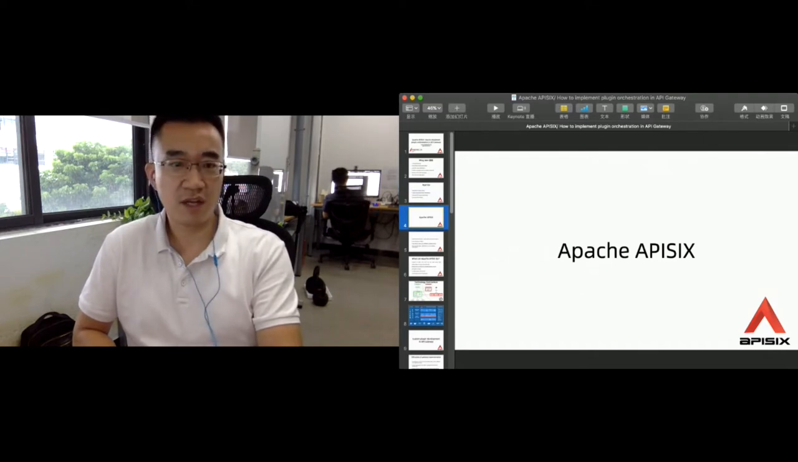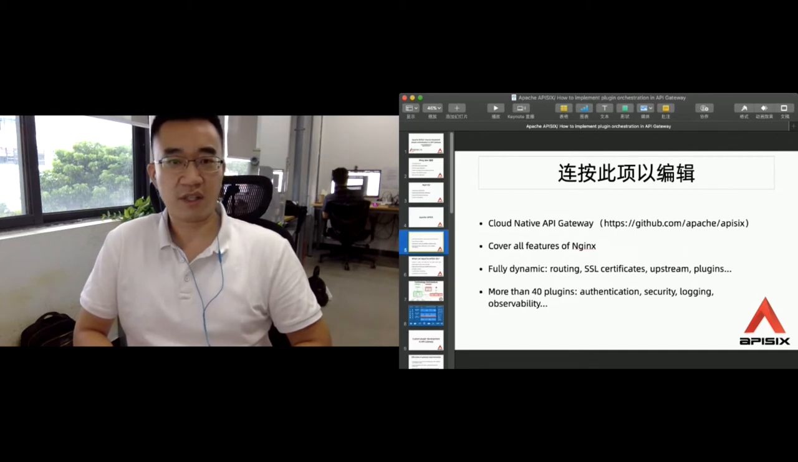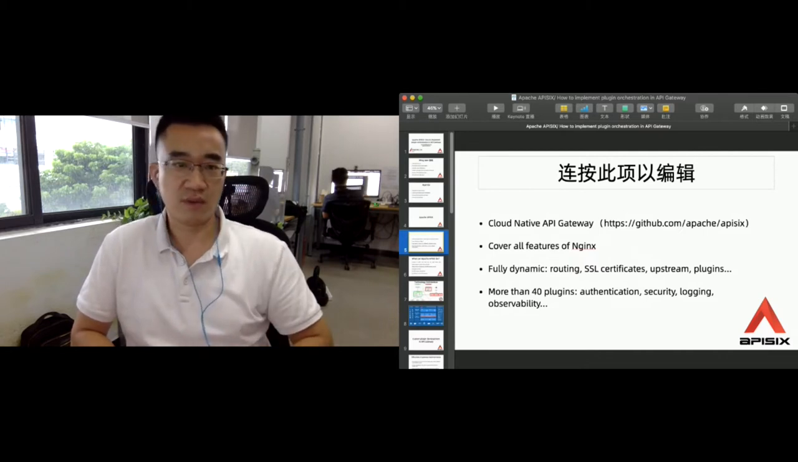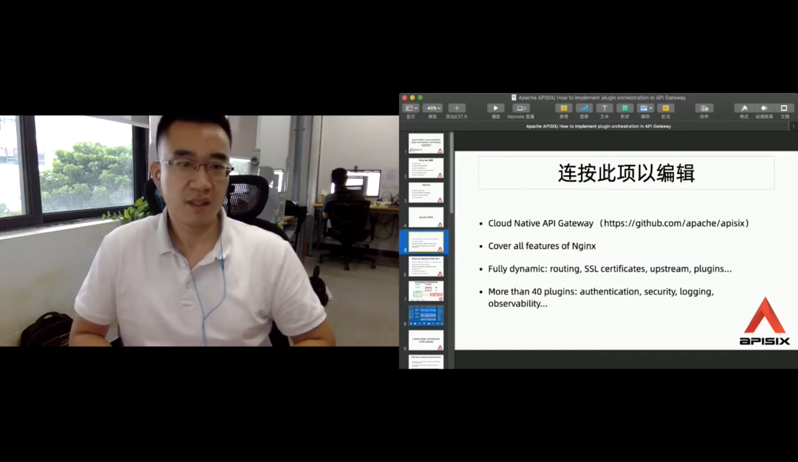First of all, let me briefly introduce Apache APISIX. In one sentence, it's a cloud native API gateway. Here is the repo address of APISIX on GitHub. APISIX is a very young project. It was open sourced in June last year and donated to the Apache Incubator in October. In July this year, APISIX graduated from the Apache Incubator and became a top-level project. APISIX is a fast-growing community. It only took 9 months.